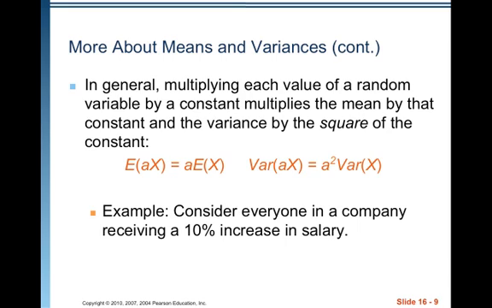So consider everyone in a company receiving a 10% raise. Then really you're multiplying their old salary by 1.1 because the 1 represents the original 100%, the 0.1 represents the 10% increase in salary. So you would take the old mean, or expected value, and you'd multiply it by 1.1. For the variance, you would take the 1.1 and you would square it, and then that would give you the value you need to multiply by the variance of x, which then means the standard deviation is multiplied by a, or the absolute value of a.